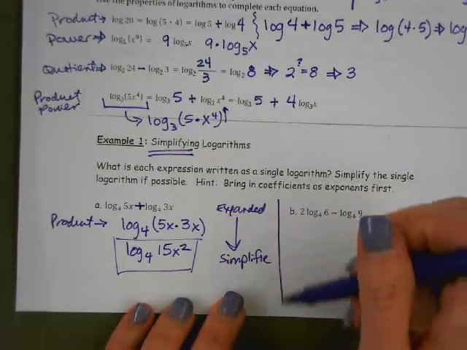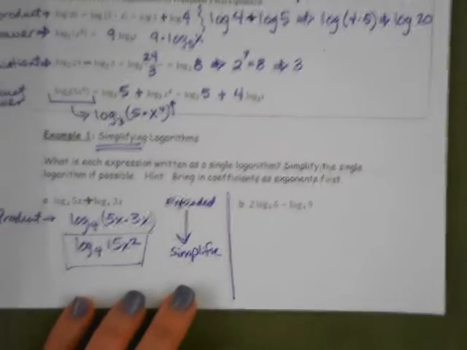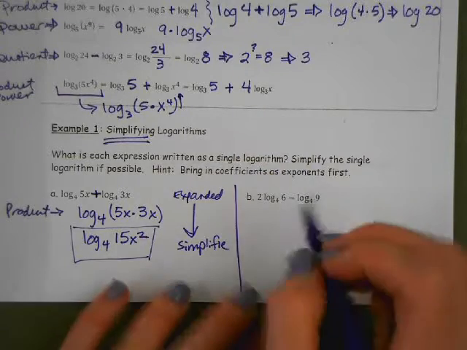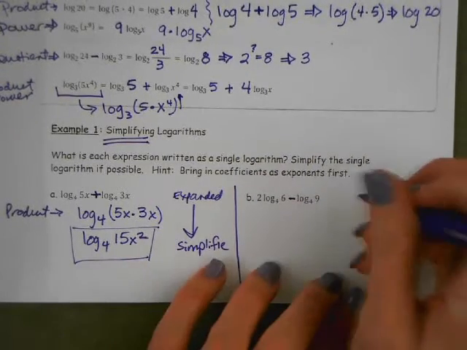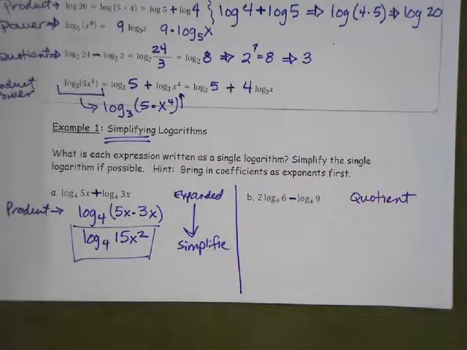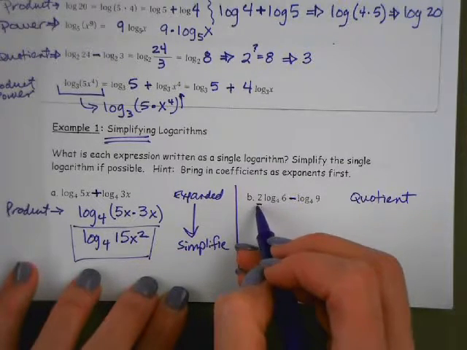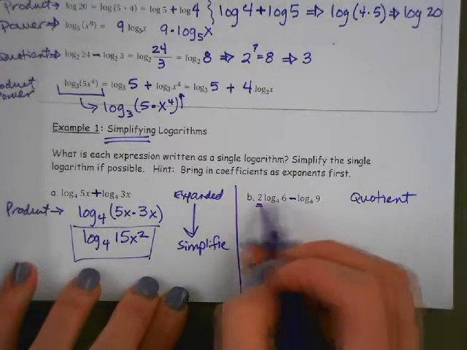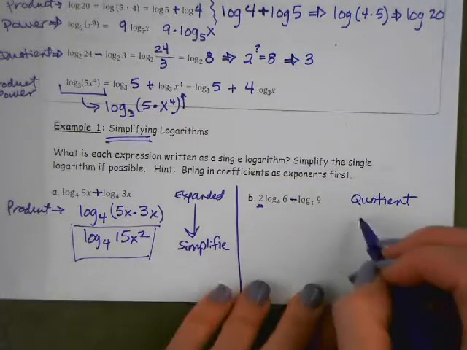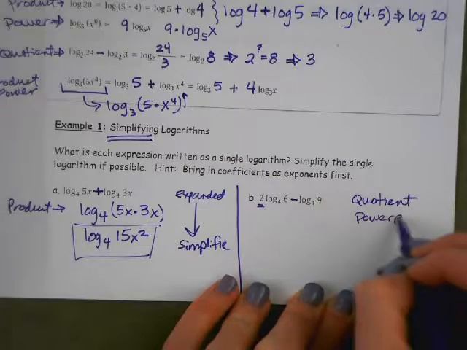Alright, so on B, okay, does anyone see any property or properties you could use? Okay, quotient, because you see the negative sign right there, right? So we definitely have the quotient. Does anyone see any other property? Power. And then the power property, because there's a number in front of a log. When you have a number in front of the log, that is the power property, okay? So we also have the power property.